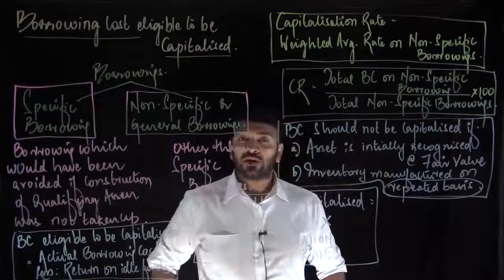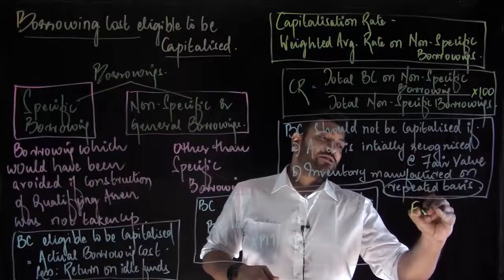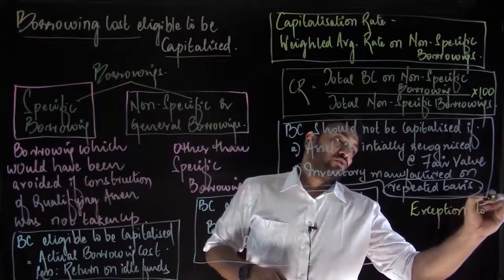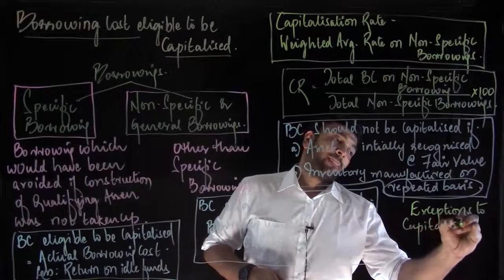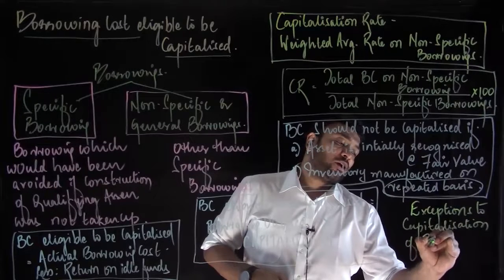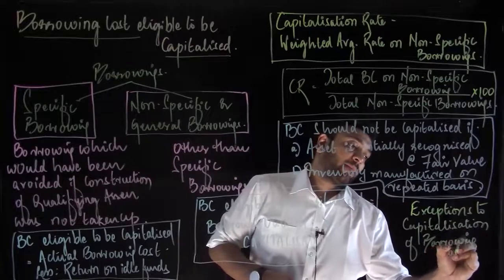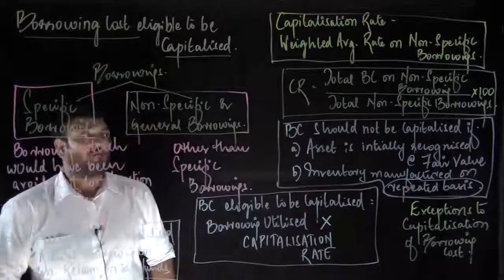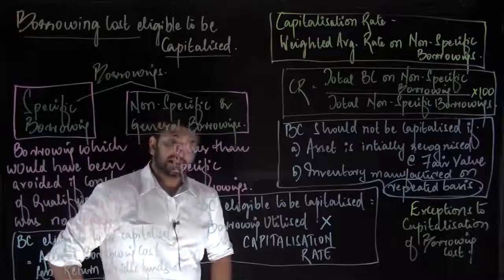This is what we are talking about. Two exception rules which we can talk about. I will name this exceptions to capitalization of borrowing cost. These are exceptions for capitalization of borrowing cost. Now this is what we can talk about and nothing else in the standard.